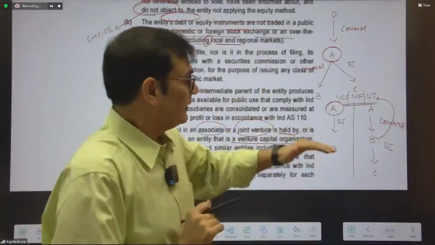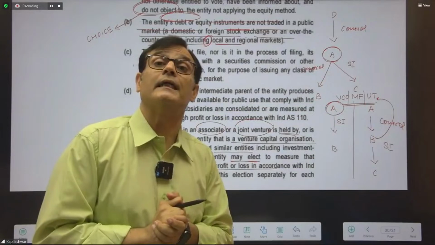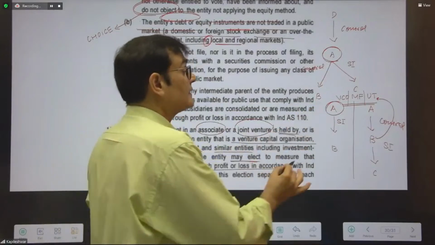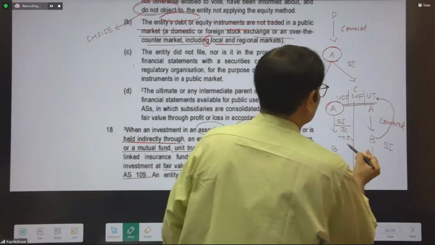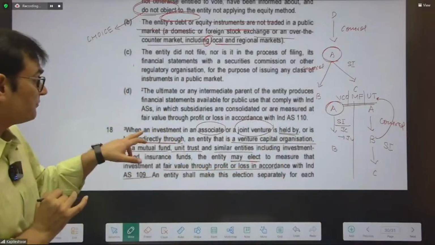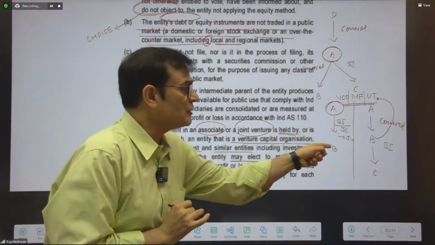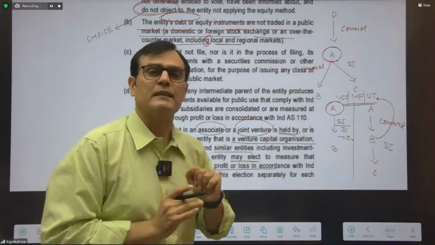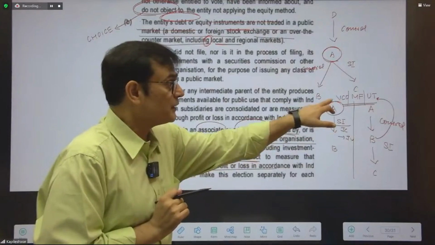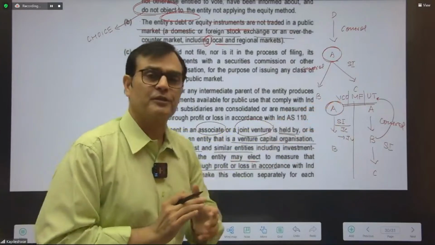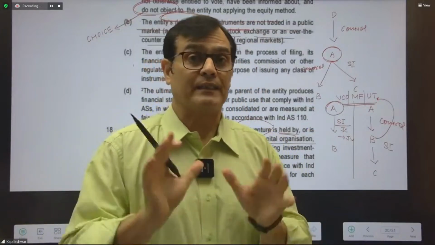He's made it very clear that if A has got a significant influence over B, A directly has a significant influence or a joint control resulting in a JV. I'm just adding a few points. When an investment in an associate or JV, so you've got a significant influence over B, or you've got a joint control resulting in a JV, that's one. And in this case, A is a venture capital organization, mutual fund, or unit trust. Then A has got a choice of applying the equity method or 109. Let's get it very clear.